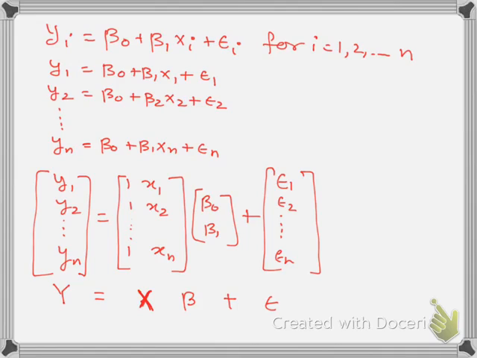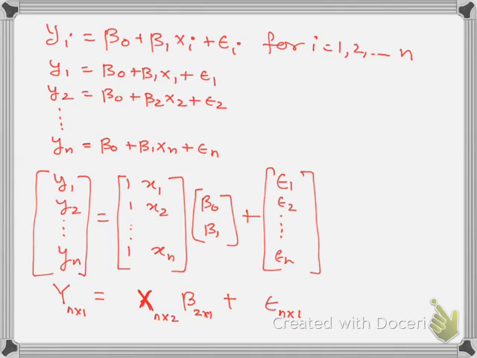Now what does this statement mean? What it means is that X is an n cross 2 matrix, y is an n cross 1 vector, beta is a 2 cross 1 column vector, right? 2 rows and 1 column, and this is an n cross 1 vector.